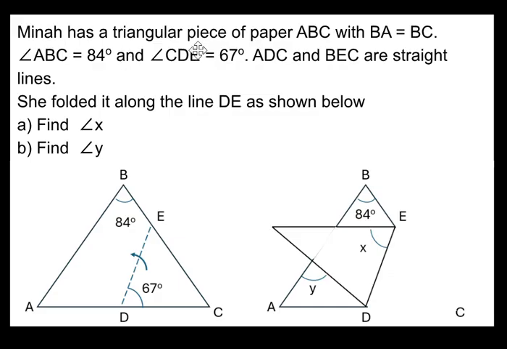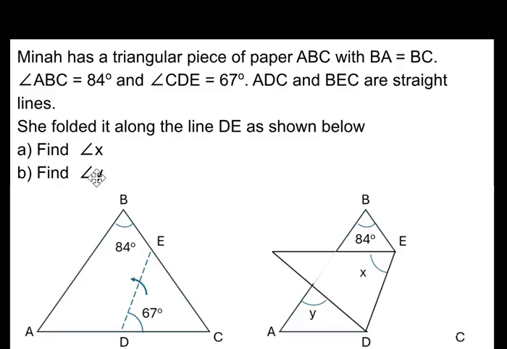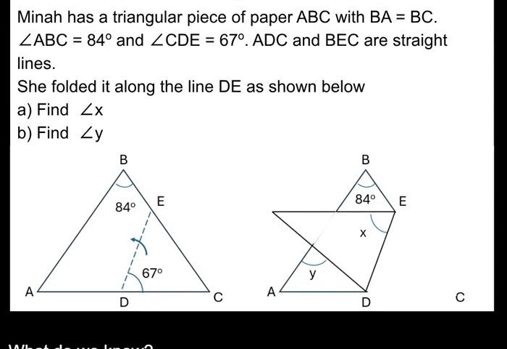Minah has a triangular piece of paper ABC with BA equal to BC. Angle ABC is 84 degrees and angle CDE is 67 degrees. ABC and BEC are straight lines. She folded it along the line DE as shown in the figure below and asks you to find angle X and angle Y. Okay, now let's look at what we know from this diagram.